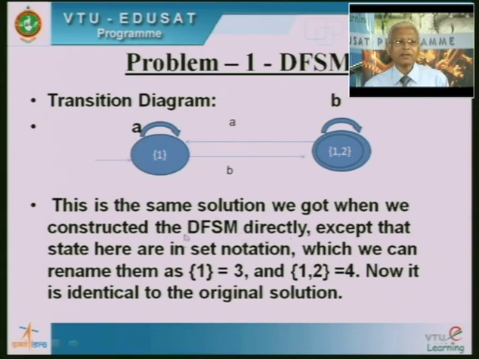So, this is the same solution we got when we constructed the deterministic finite state machine directly, except that here the states are labeled differently. This is only a labeling. It is looking like a set notation, a set containing 1 2, but this can be changed. That means, I can call this 3 and 4, it does not prevent me from doing that. If I do that, then it will be identical to the original solution. So, this is the procedure you will have to follow if you want to convert a non-deterministic to a deterministic finite state machine.